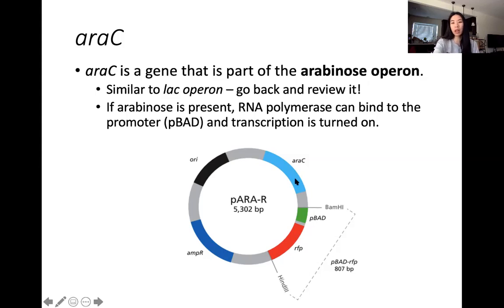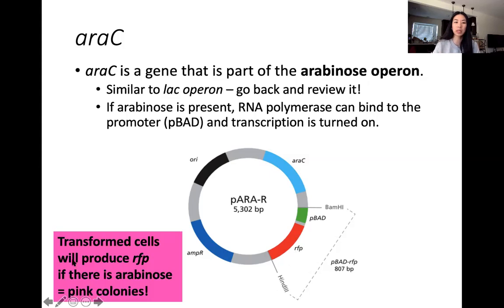So this araC gene is kind of like an activator sequence. This controls whether RFP gets made. The big idea is that transformed cells will produce RFP if there is arabinose. So if there's arabinose present, then RFP will get made, and therefore you will get these pink colonies, pink cells.